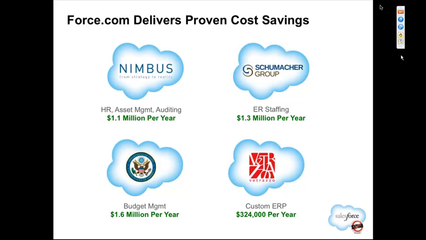Our own State Department, doing things in the nuclear non-proliferation department globally, built a global budget management application where they estimate saving up to $1.6 million. And Vitrazo, a small mid-sized company which runs probably about 90 to 95% of their company, including their entire manufacturing process, is saving about $324,000. So there are real concrete cost savings from building applications on the Force.com platform.